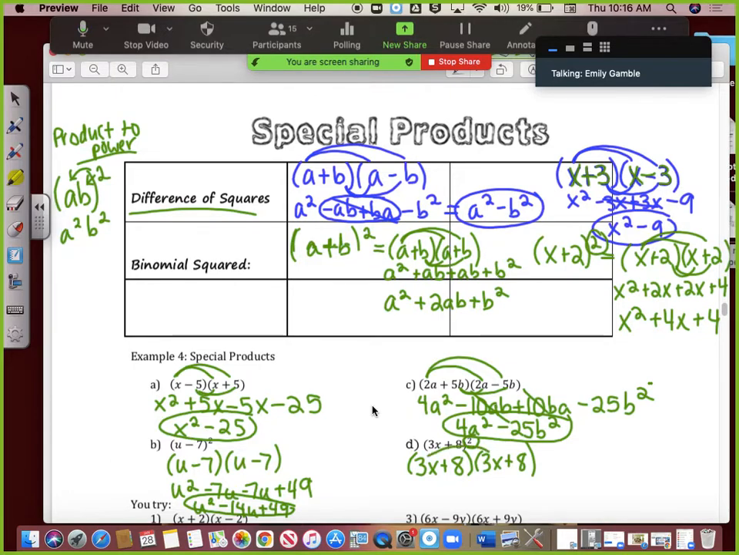3x times 3x is 9x squared. 3x times 8 is 24x. 8 times 3x is another 24x. And 8 times 8 is 64. So then the final thing you would do is add the 24x plus 24x, and that would be 48x. So this would be 9x squared plus 48x plus 64, and that would be your final answer for that.